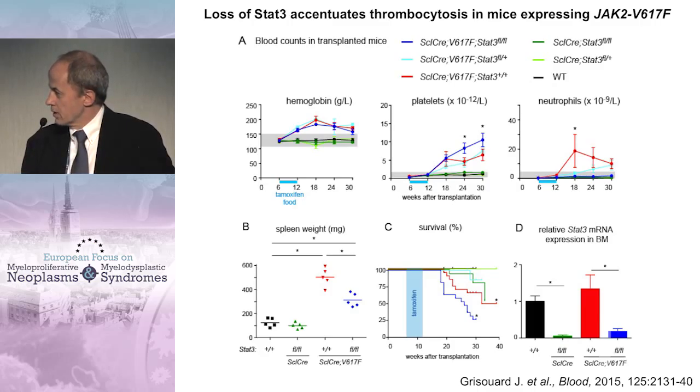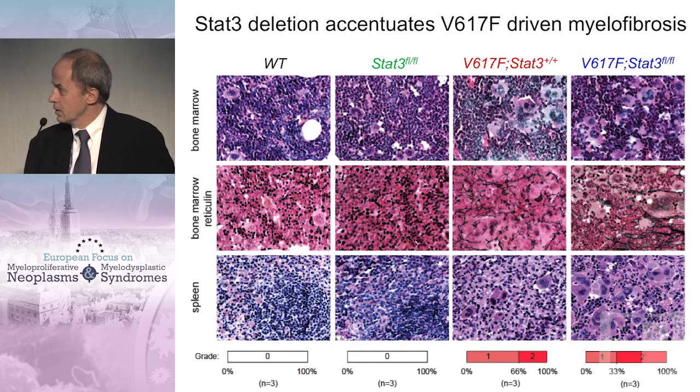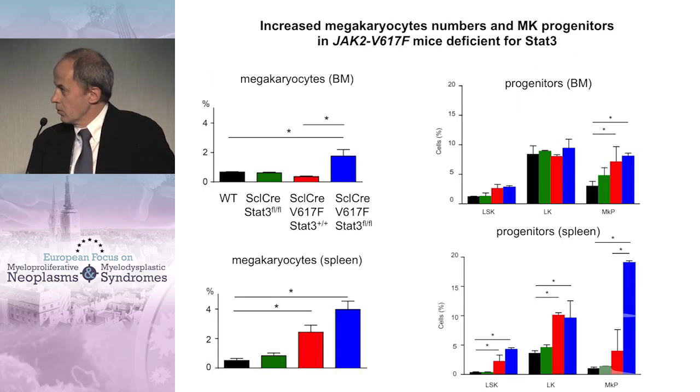And this is just to show that the knockout was effective. In the histology, as expected, if we increase the platelet levels, this is sort of the baseline myelofibrosis that we see in these mice. And with the increased platelet counts in the STAT3 knockout, we had also a shift towards more advanced myelofibrosis.